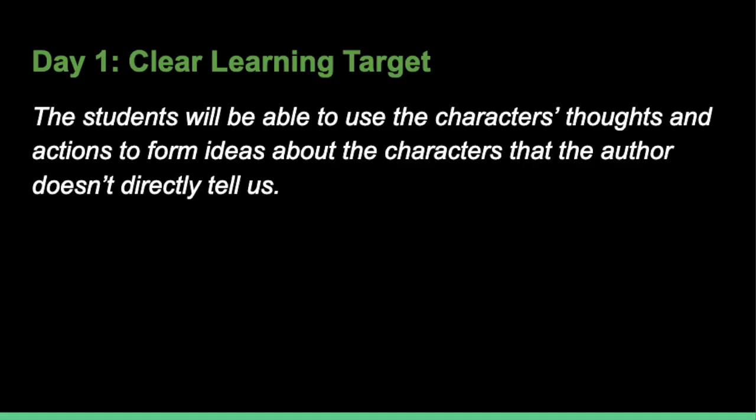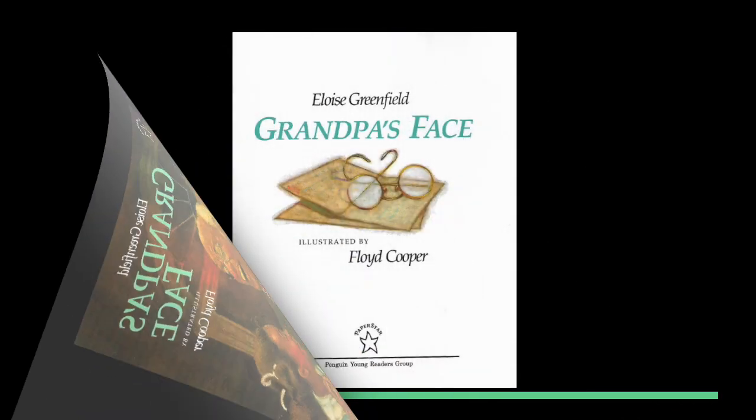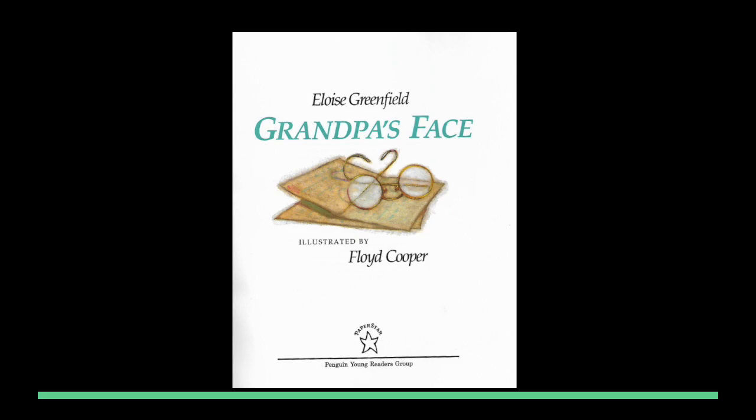We only have one vocabulary word for this book. The word is sturdy. Sturdy means strong. Our learning target today is I want you to be able to use the characters' thoughts and their actions to form ideas about the characters that the author doesn't directly tell us. So let's get started with the first part of our lesson using Grandpa's Face.